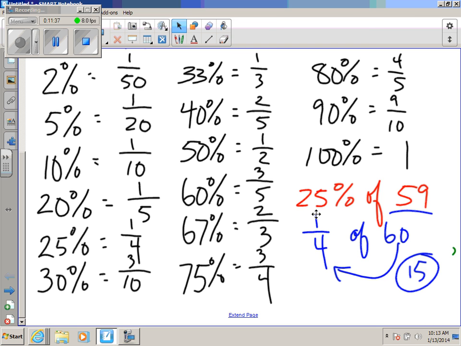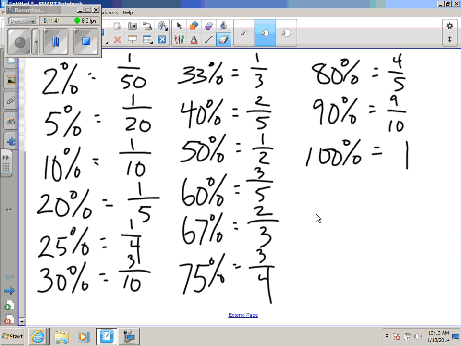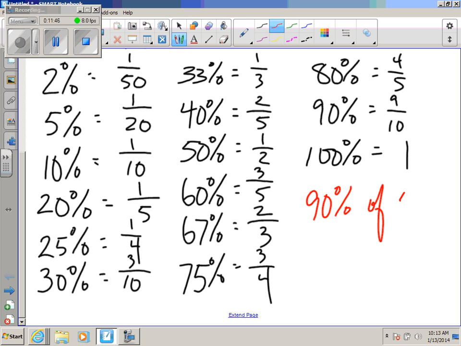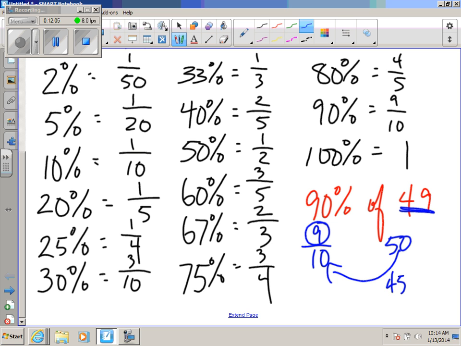One more. 90% of 49. Fraction. 9/10. Looking at the first 2 digits, there's only 2 digits. Divisible by 10. 50. What is 50 divided by 10? 5. How many 5s do we need? Equals 45. Okay. Are we good with this? Yes? Awesome. Moving on.